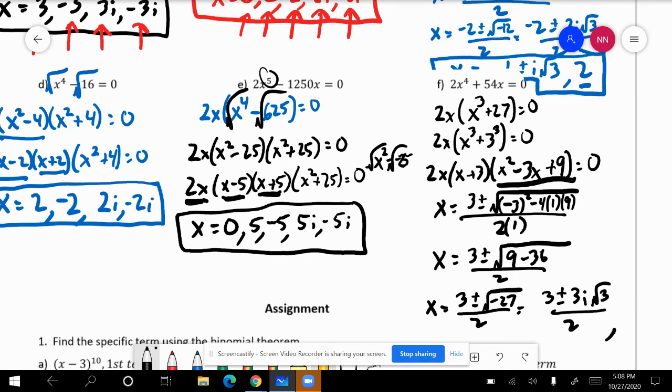Now that right there is 2 of our answers, but we have 2 more. What we have is we have our 2x, which gives us an answer of 0, and we have the x plus 3, which gives us an answer of negative 3. Those right there give us 4 answers. Notice it's a quartic.